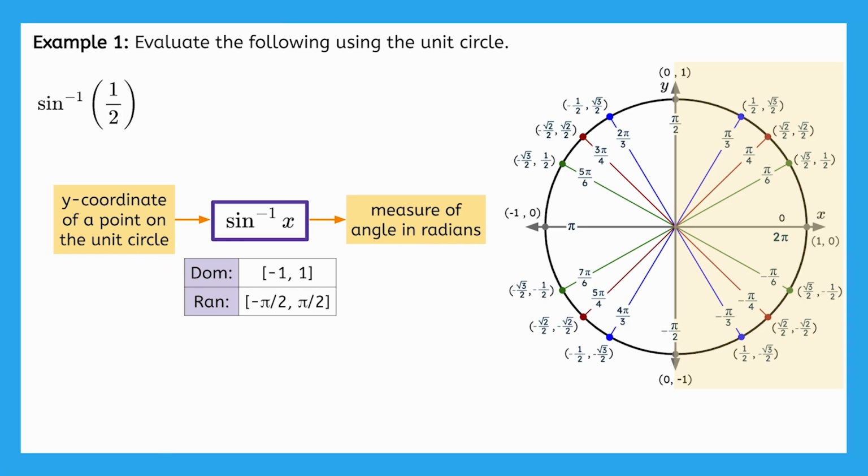What this expression is asking then is what angle measure in radians in the interval negative pi over 2 to pi over 2 corresponds to a y-coordinate of 1/2 on the unit circle. Since inverse sine is a function, there should be and there is only one possible answer: pi over 6.